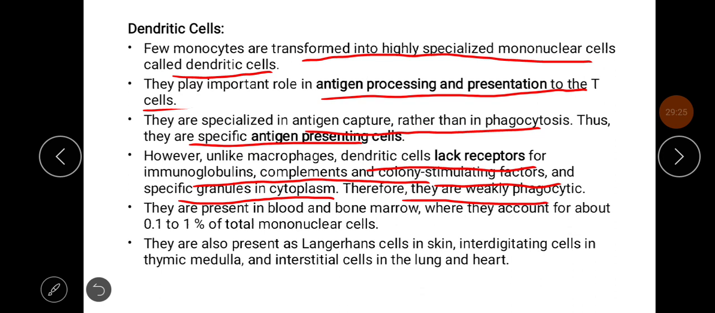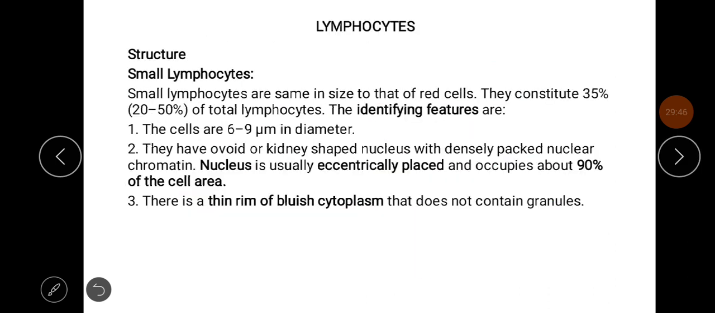They are present in blood and marrow where they account for just 0.1 to 1% of the total mononuclear cells. They are also present as Langerhans cells in the skin, interdigitating cells in the thymic medulla, and interstitial cells in the lung and the heart.